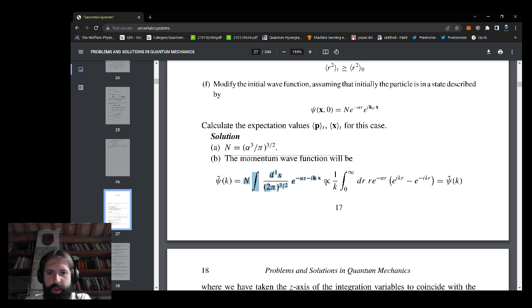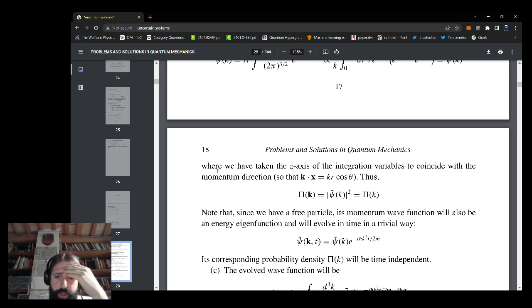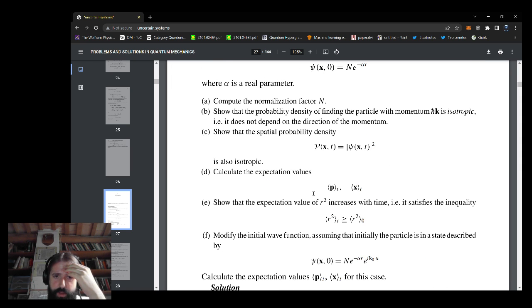There's a bunch of things in here, and I think it doesn't depend on the result of A because they still use N. So we have taken the z-axis of integration variables to coincide with the momentum direction. Okay, so what is it that they're asking? They're asking about the probability density.